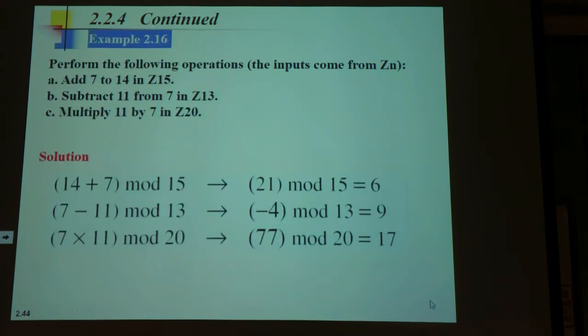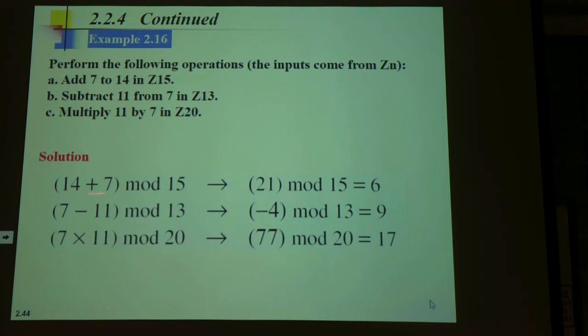Let's take examples. Perform the following operations, where the inputs come from Zn. Add 7 to 14 in Z12. For example, 14 plus 7, mod 15. What you could do is say 14 plus 7, how much? 21. Mod 15 gives you 6. Or you could do 14 mod 15 plus 7 mod 15.